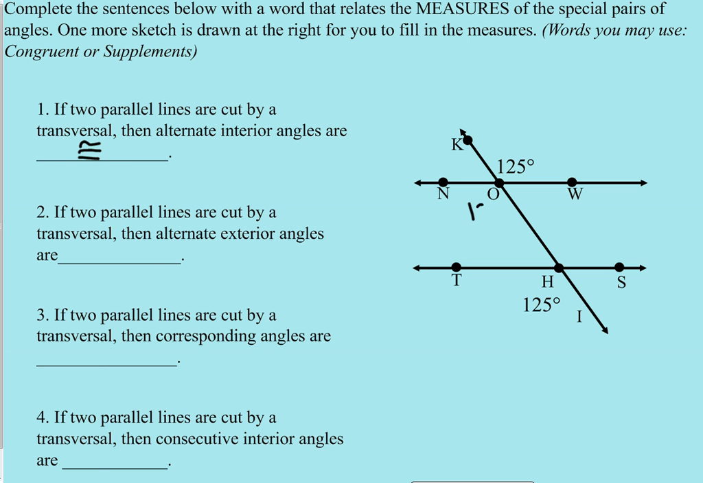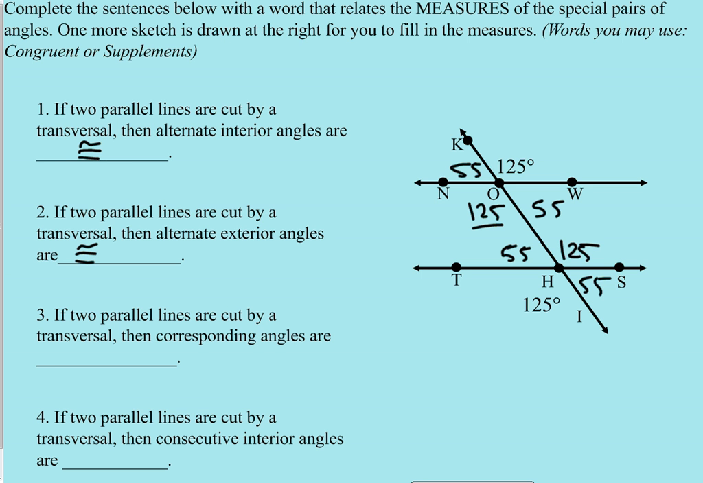All right, so let's fill this in quick. That's 125, that's 125, that's 125, that's 125. By definition of linear pair, this is 125, this has got to be 55, which makes that one 55, this one 55, and this one 55. So two parallel lines cut by a transversal, the alternate exterior angles are also congruent.